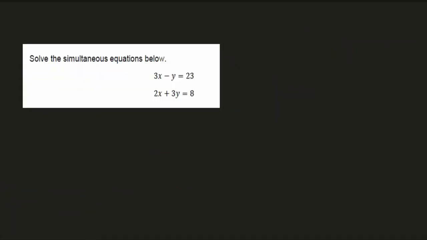Let's look at another example of a simultaneous equation. It's a little bit different from the previous one. Okay, so let's see. First equation is 3x minus y equals 23. I am going to label this equation number 1. The second equation is 2x plus 3y equals 8. I am going to label this equation number 2.